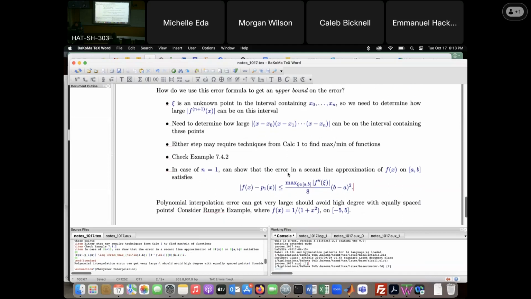Now, unfortunately, the interpolation error as given by this error formula can get quite large. There's a famous example of this called Runge's example, where the function involved is f of x equal to this, which produces a bell curve-like graph, on the interval minus 5 to 5, and we choose the interpolation points equal to the integers.